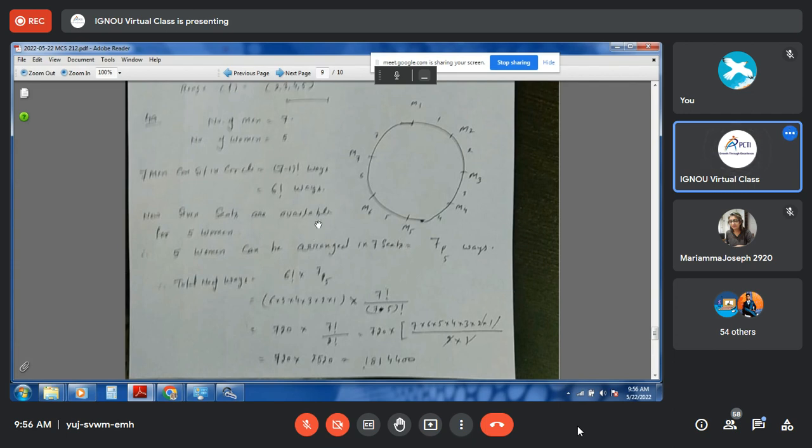Note here we wrote 5 factorial in the previous case because the vacant places were 5 and the women were also 5. Now in this case women are 5 but vacant places are more than 5, so we use the formula nPr: 5 from the 7 ways. And the total number of ways is the multiplication of both, 6 factorial into 7P5.